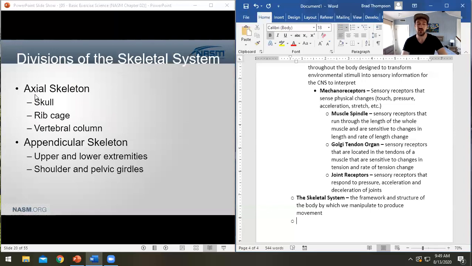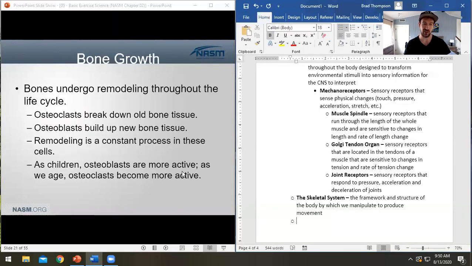So our divisions here, you're going to have your axial skeleton, that's your skull, your rib cage, and your vertebrae, all your vertebrae running down all the way to the bottom at your coccyx. And then you've got your appendicular skeleton, which is your appendages. That's your arms, your upper appendicular, and your legs, your lower appendicular. Both of those are held on with girdles. You have your pelvic girdle, which is your hip bones, and you've got your shoulder girdle, which is your scapula working together with your collarbone. Those are the two girdles that hold everything on.